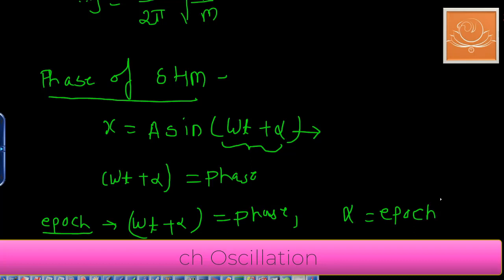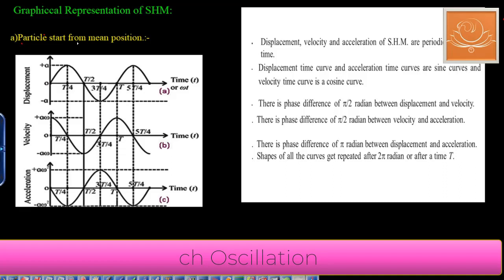Okay, this is all about some definitions of amplitude, oscillation, period, frequency, phase and epoch of the simple harmonic motion. Now next, an important article: graphical representation of simple harmonic motion. There are two types. We have to draw the two graphs, for a particle starting from extreme position and a particle starting from mean position.